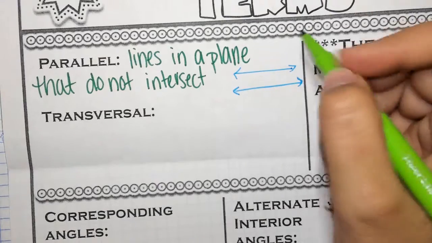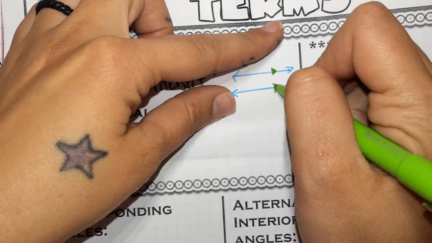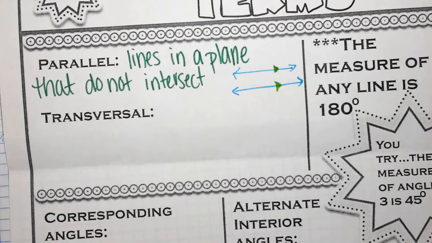So, do you guys know what symbol we use? It looks like this. It's a little triangle. That's all you have to do, and those two lines are parallel. Isn't it magic?